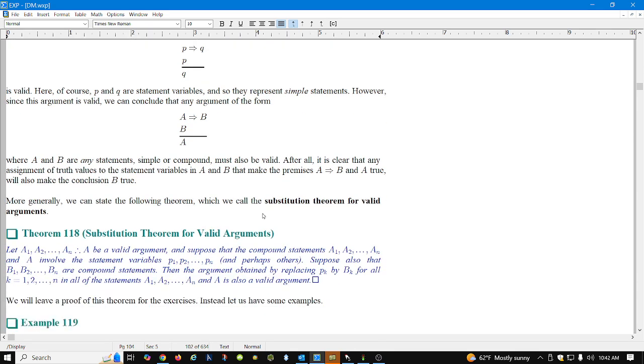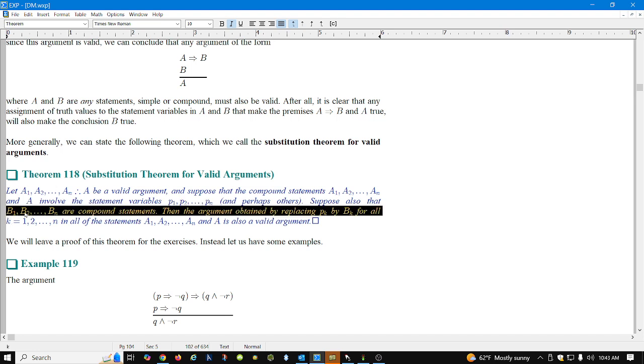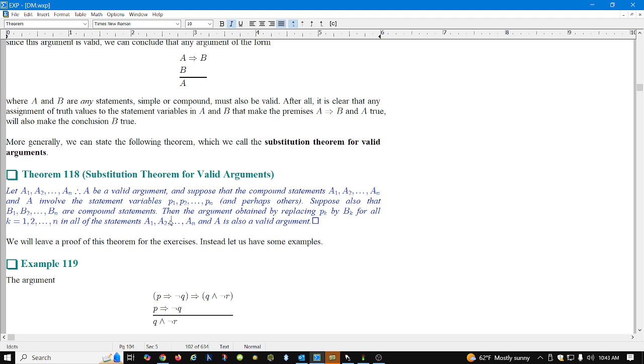So we have a substitution theorem, our third substitution theorem. We had one for tautologies. That was the first one we had. We had one for logical equivalence. Now we have one for valid arguments. If you have a valid argument and there are some statement variables that appear in the argument, you can replace those statement variables by other compound statements, and the argument remains valid.